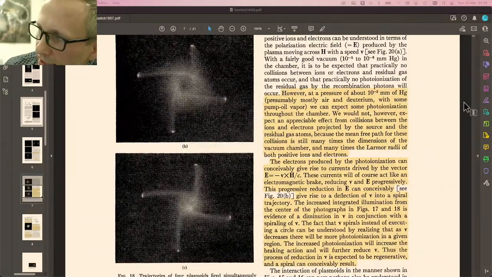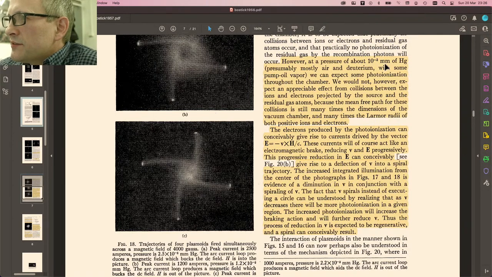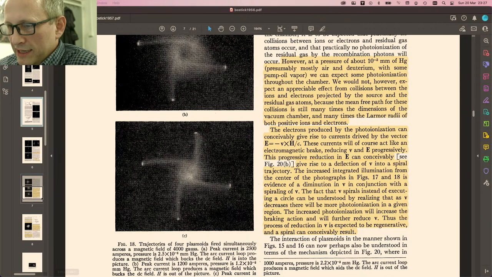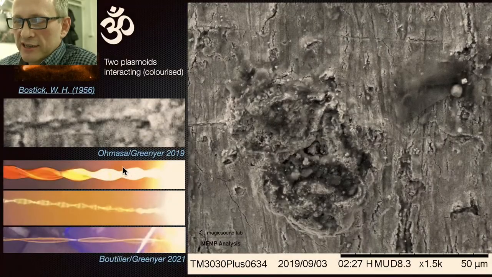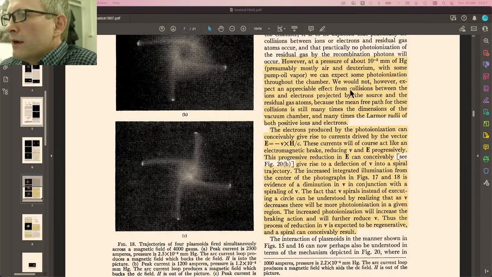Okay, so essentially, he's saying here, however, at the pressure of about 10 to the minus 3 millimeters of Hg, presumably mostly air and deuterium with some pump oil vapor, we can expect some photoionization throughout the chamber. So this is why I'm saying you're observing some photoionization in the work here. It's photoionization that's causing these things to be observed.